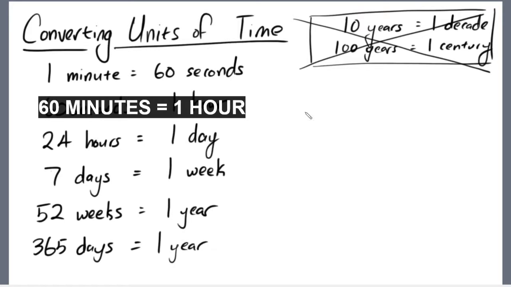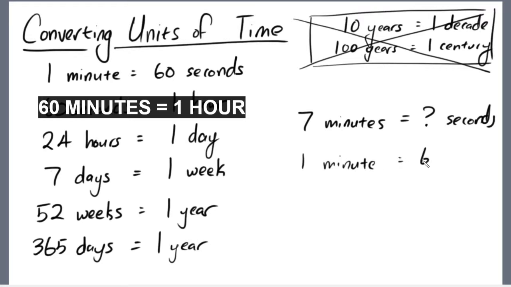Let's say that you're given 7 minutes and they want you to convert this into seconds, and we're gonna go ahead and put question mark seconds. We can look at our chart over here and say which of these is a minutes to seconds conversion, and I see that the base conversion is going to be 1 minute equals 60 seconds. So we think to ourselves, how do we define a relationship between minutes and seconds? How do you go from minutes to seconds? Well, it's 1 minute equals 60 seconds.